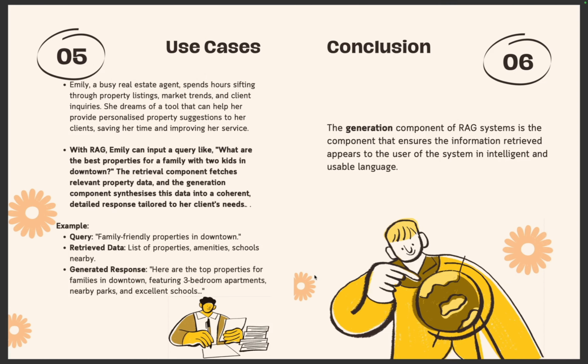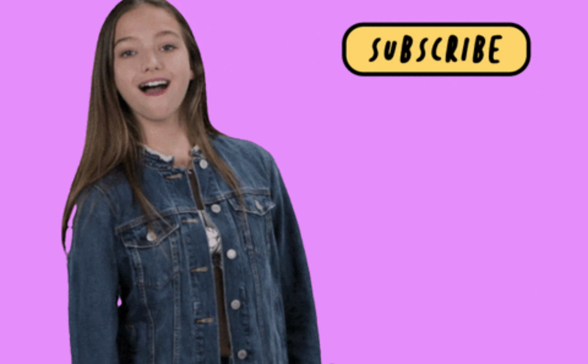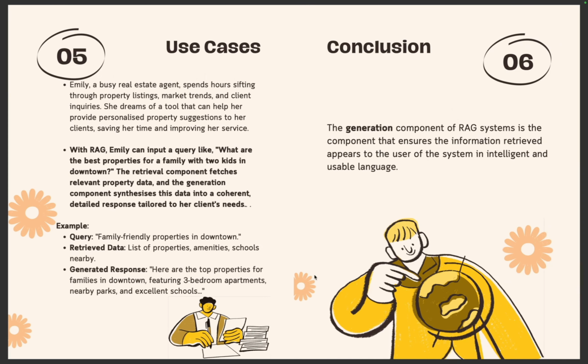So it just remains for us to talk about a typical use case. Let's say you're Emily, a real estate agent, and you spend hours typically going through different property listings, market trends, and different inquiries. To her mind, she would want a tool that could do all of that for her. Well, right now, the RAG solution can solve that problem. With RAG, Emily can just input a single query, such as, what are the best properties for a family with 2 kids in downtown?